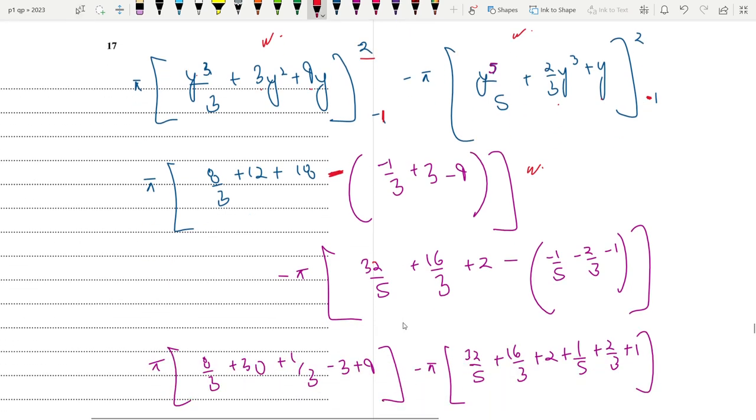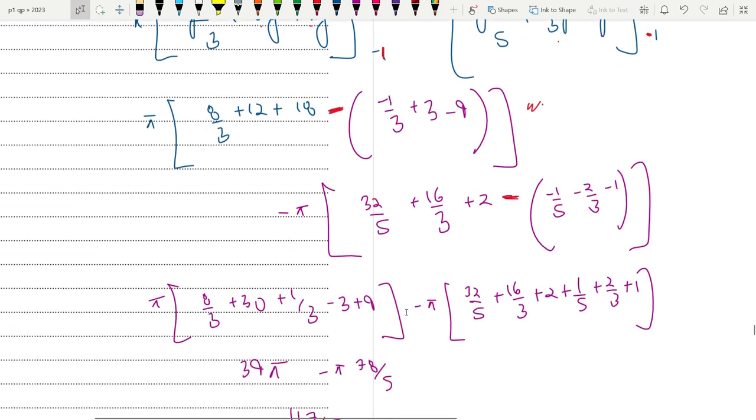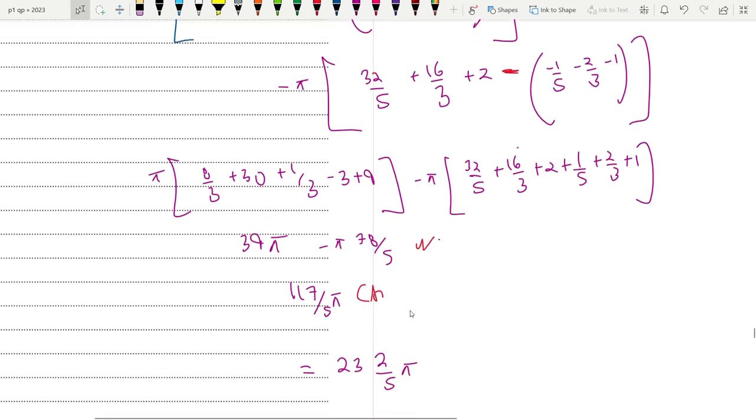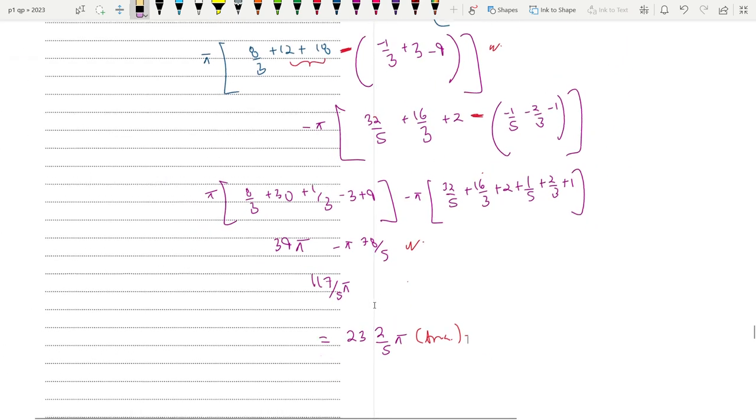Now if you deal with the minus signs properly, after simplification you get 8 by 3 plus 30, I added this up, plus 1 by 3 minus 3 plus 9, and here it's 32 by 5 plus 16 by 3 plus 2 plus 1 by 5 plus 2 by 3 plus 1. So after simplification we end up with this, and this is our final answer. But I just told you they don't prefer improper fractions, they prefer mixed fractions, so we are gonna go with this. So please be careful and convert them all the time at the end.